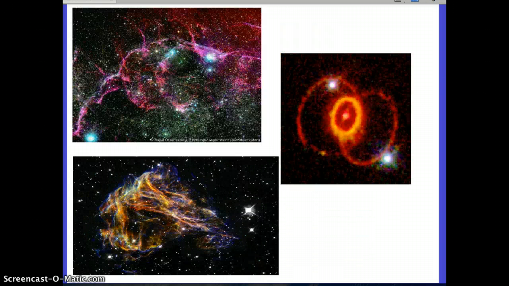And just for the sake of pretty pictures, here are some other supernova remnants. I just like them because they're sort of pretty. This one is actually not in the Milky Way. This is in the Large Magellanic Cloud, which is a little galaxy that's orbiting the Milky Way. And this was observed in 1987, very famous supernova. It's the closest supernova that has happened in the modern era. The last one in the Milky Way was seen in the 1600s by Kepler, who you may have heard of from physics class. Very famous astronomer.